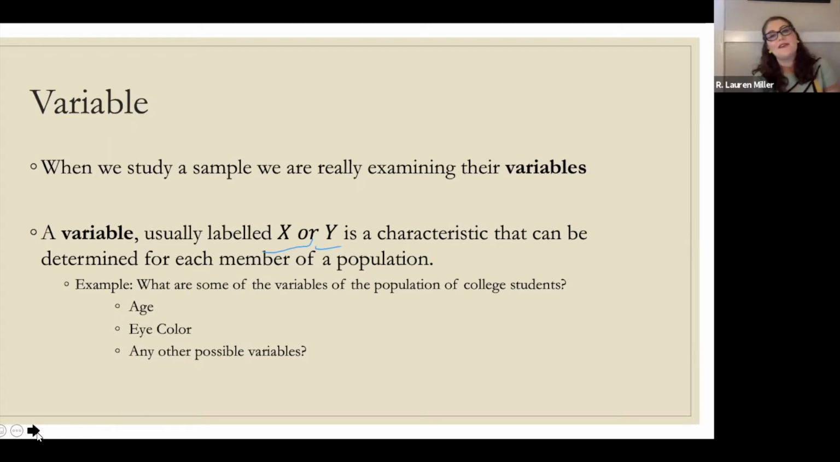So if we're studying some variables of college students, we could ask age, eye color. Are there any possible other variables that you can think of? Well, there's like millions, right? That we could come up with, such as major, favorite subject, ooh, the amount of FAFSA that they qualified for, that could be interesting. All those things.